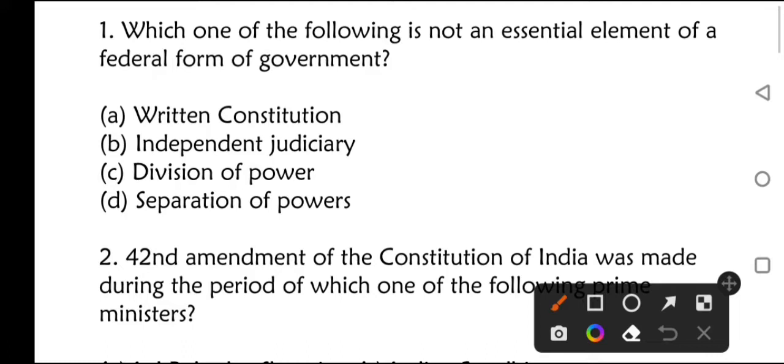Our first question is, which one of the following is not an essential element of a federal form of government? Options are written constitution, independent judiciary, division of power, separation of powers. So the correct answer is separation of powers. Separation of power is not an essential element of a federal form of government, but written constitution, independent judiciary, and division of power have to be there.